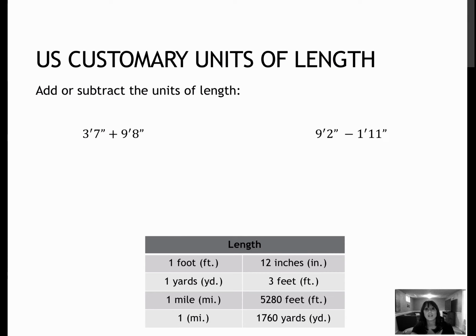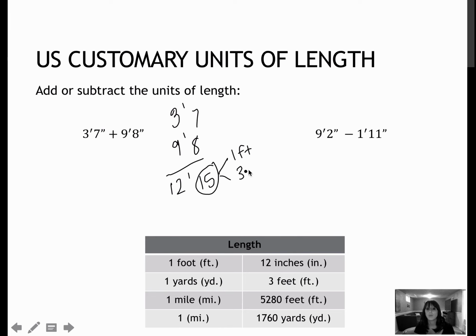Sometimes we're asked to add or subtract units of length as well, especially in construction projects. So here, if I'm adding 3 feet 7 inches to 9 feet 8 inches, remember we're just combining feet with feet and inches with inches. In this case, 9 plus 3 is 12, and 8 plus 7 is 15. But we all know that there are 12 inches in a foot, and so this 15 is going to end up as 1 foot with 3 inches left over. But I already have 12 feet, so now I have 13 feet with 3 inches left over. And of course, I could write that as 13 foot 3 inches.